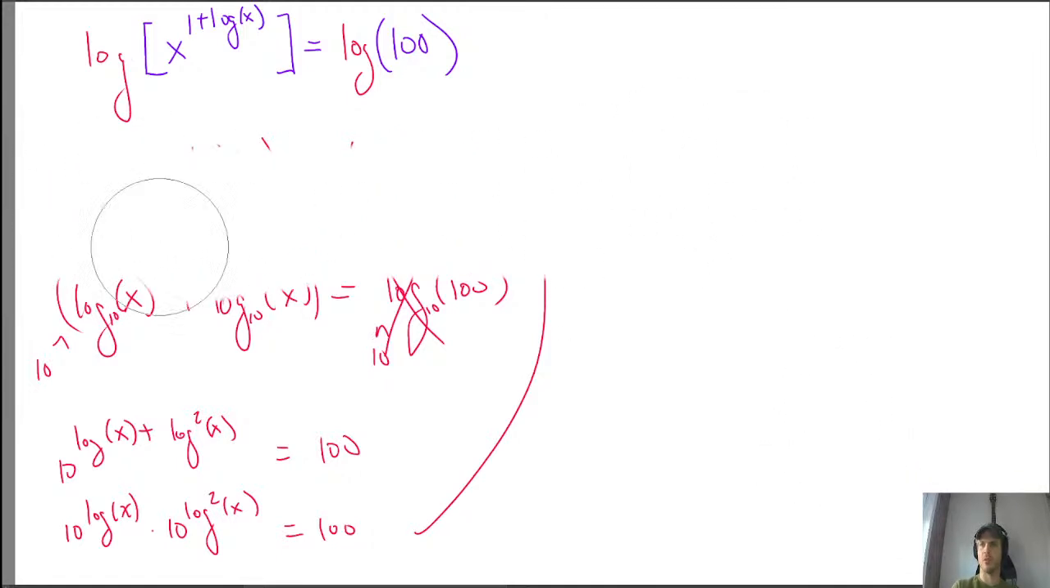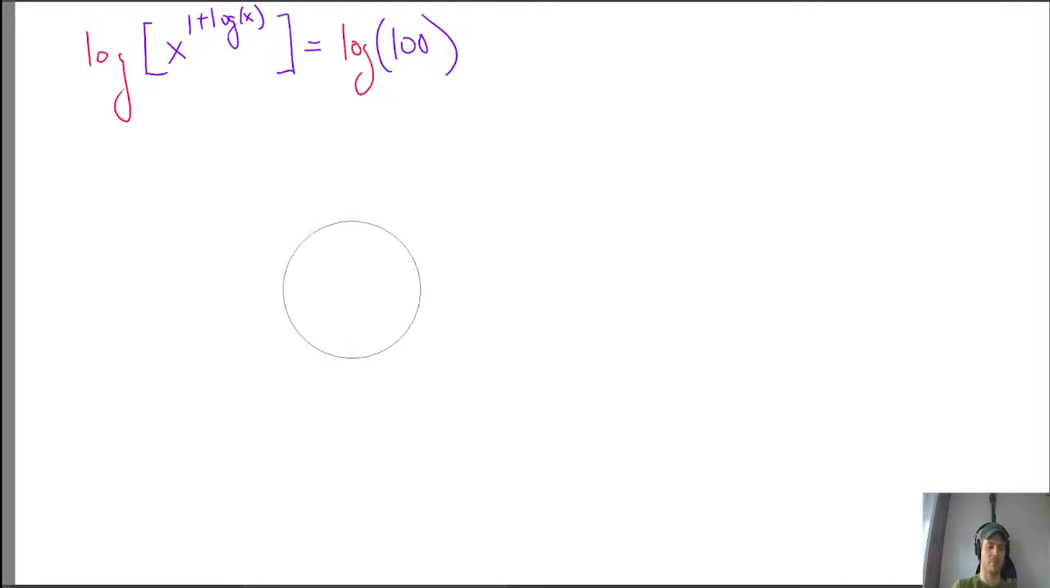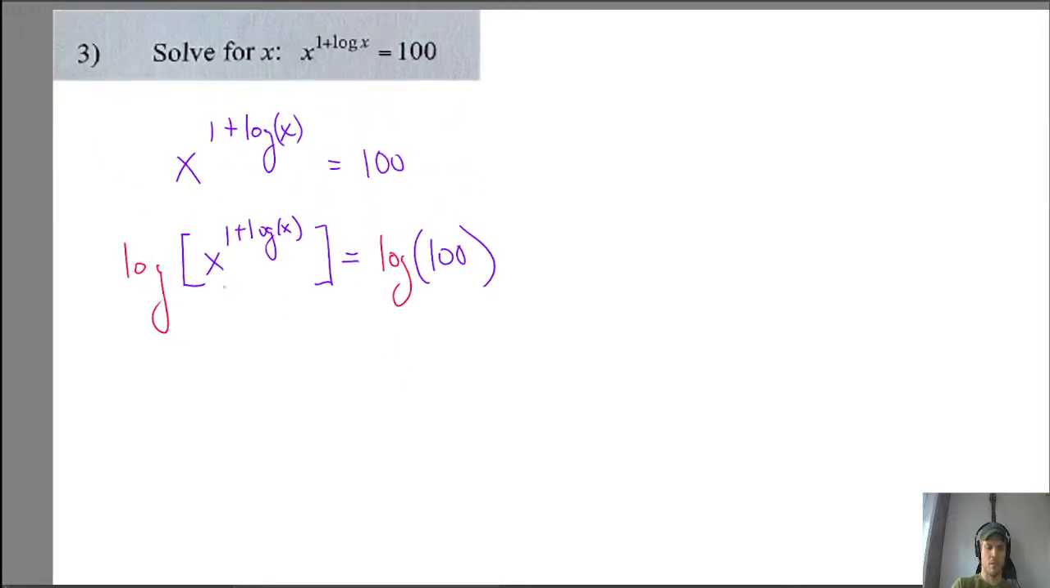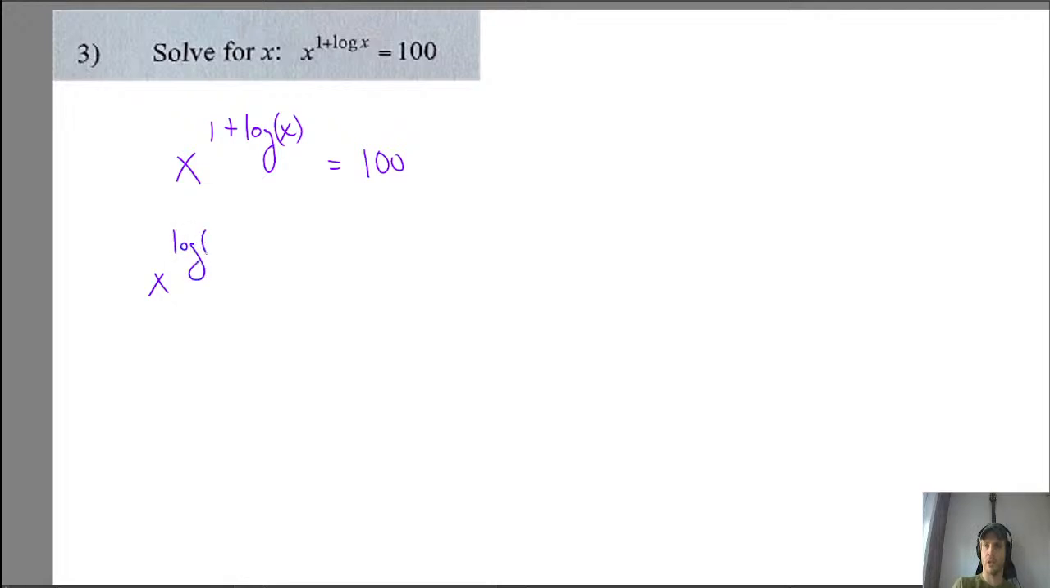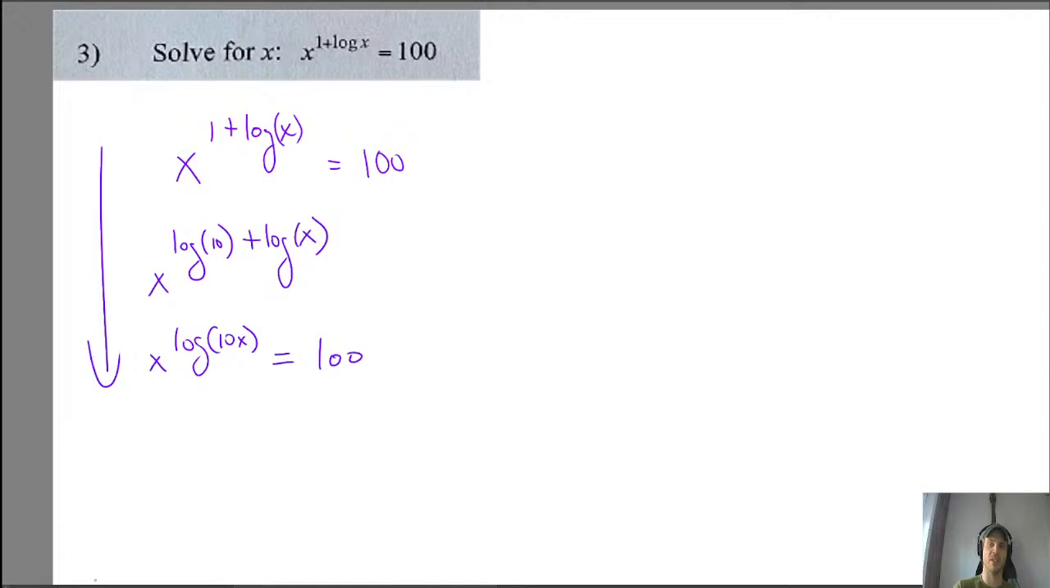So we'll go back from the beginning. Hopefully I didn't totally put you off to this. So this is x to the log of 10 plus log of x, and then that becomes, use the product rule, the sum to product rule. This becomes log of 10x equals 100. Okay, tell me that makes sense, because I think that does it.